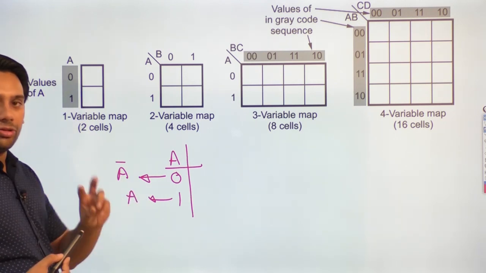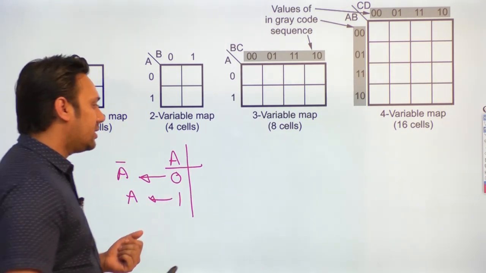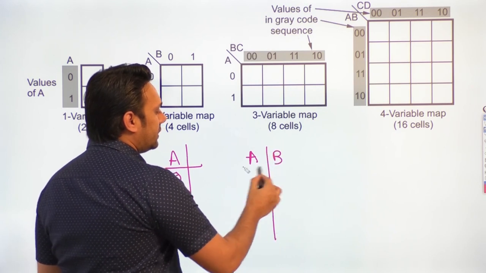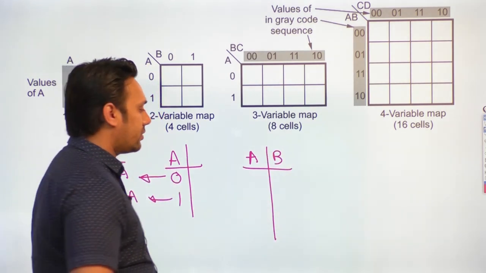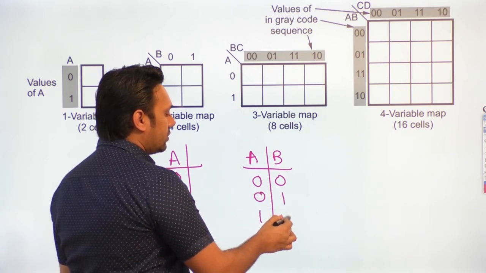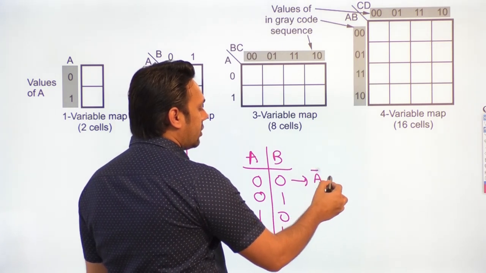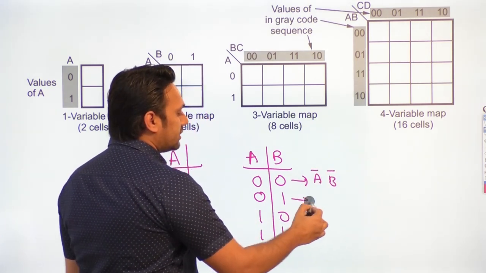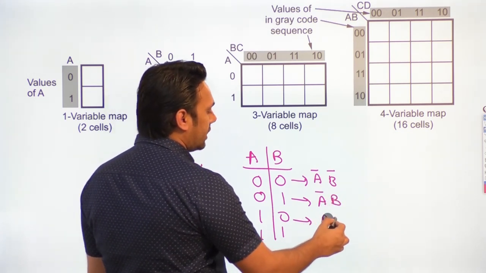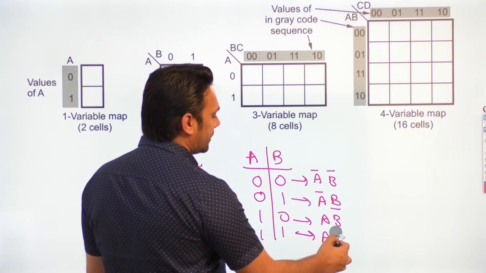Correct? Now if you have two variables, then there are total of 4 combinations. We have already seen this. So you can take a variable a, you can take a variable b, and with these two variables you have 4 combinations. You can have combinations as 0 0, 0 1, 1 0, and 1 1. So this 0 0 is representing a complement b complement. This is representing a complement b. This is representing a b complement. And when I say 1 1, this is representing a b.